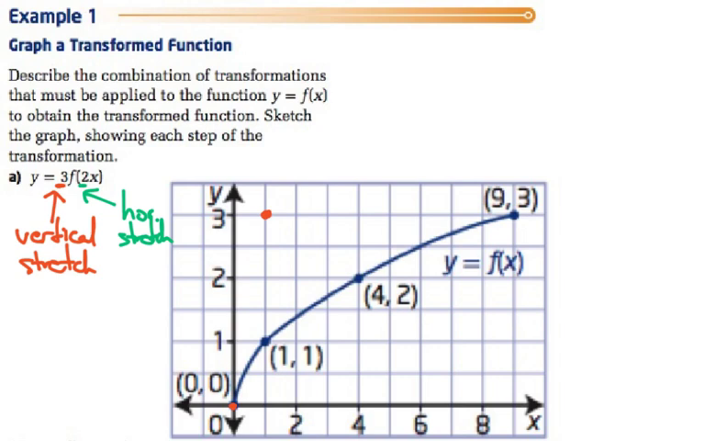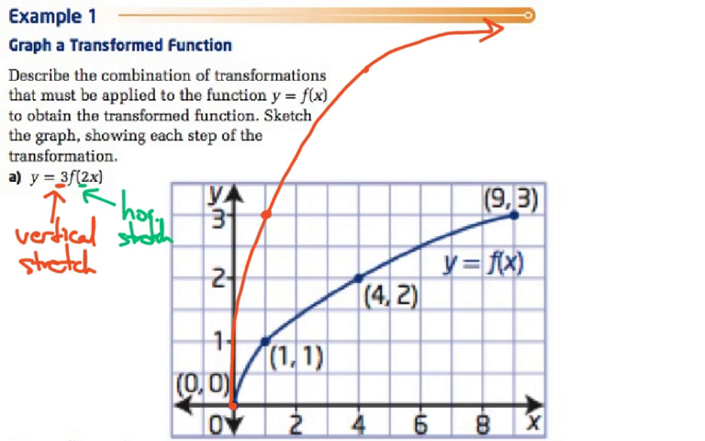Next point at (4, 2), it's at a height of 2, we're going to multiply that by 3, it's going to be at a height of 6, which goes off the graph, but it's roughly there. Last point's at a height of 3, it would be at a height of 9, which is actually going to go off the graph that we have. So now to graph this out, we'll keep the same shape idea, and we get that piece as the vertical piece.